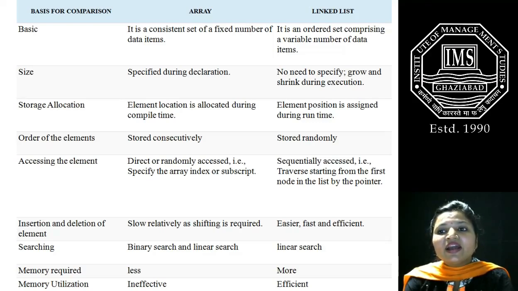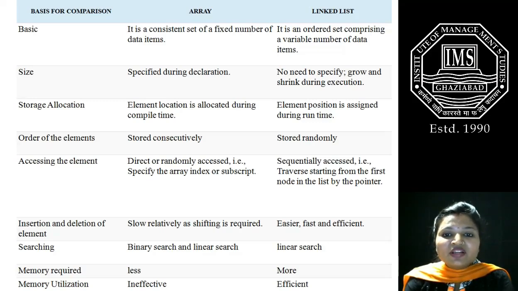In it, it is also an ordered set, but the number of data items vary depending upon the requirement of the user. Size: the size of the array we need to specify at the time of declaration, meaning at compile time. But in linked list this is not the case. We can increase or decrease, we can grow and shrink the size of the linked list at the time of execution of the program.